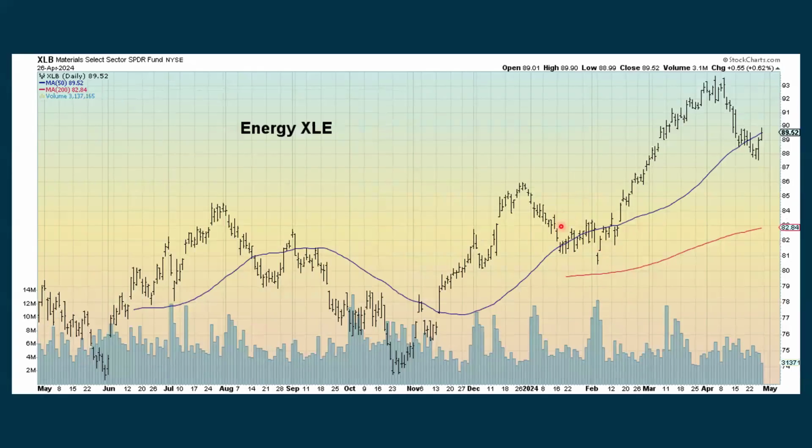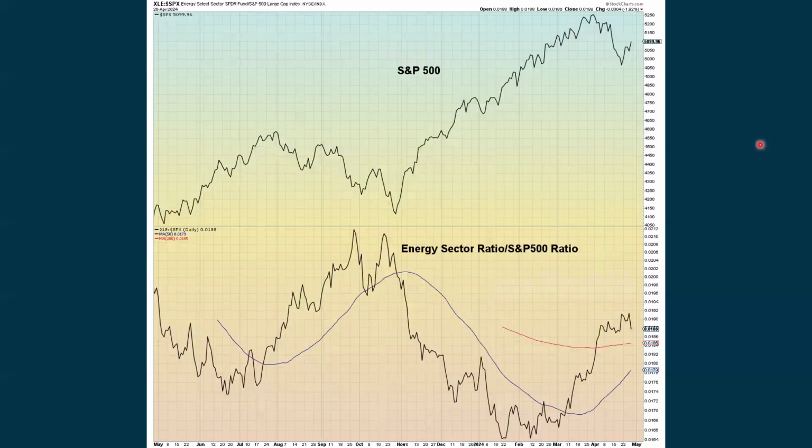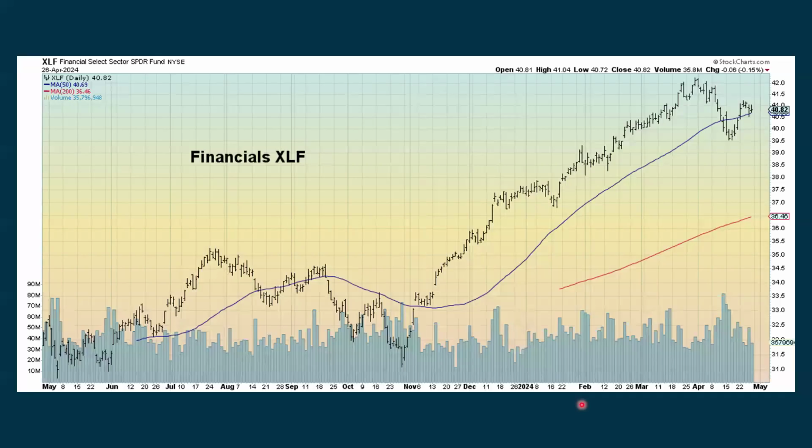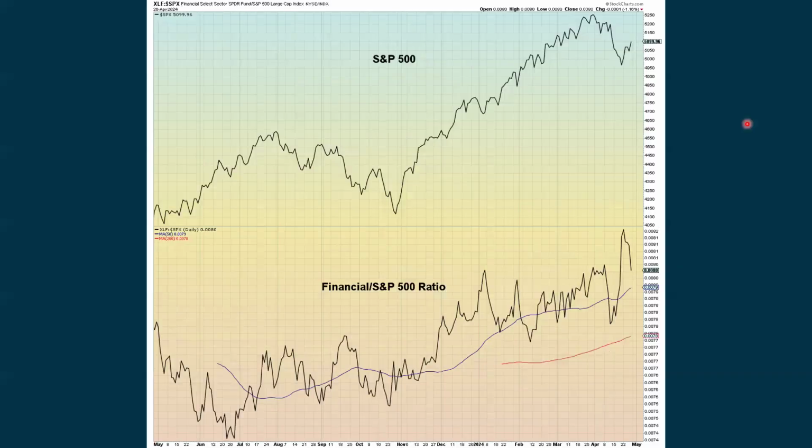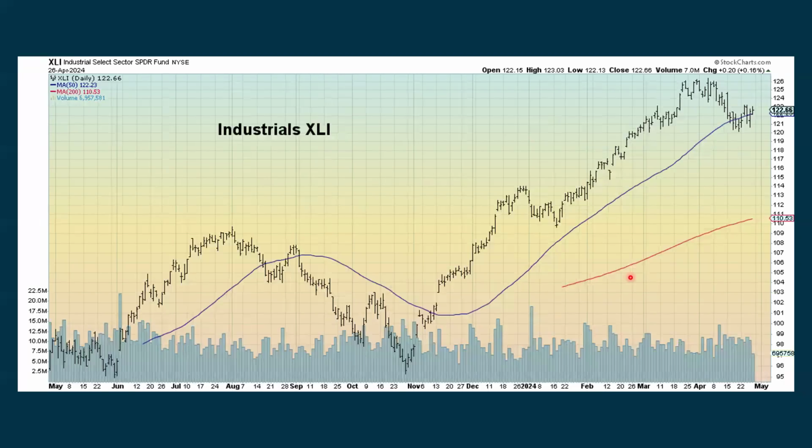Here's energy, which is in an uptrend. It's really been going up, but lately pulling back and dealing also with this 50-day moving average. But when you compare it to the S&P 500, it is showing a lot of improvement, but we're still in a longer-term downtrend. Here's the financials, which have been holding up fairly well by themselves. They're a little bit above their 50-day moving average and in an uptrend. And we're still in an uptrend when compared to the S&P, but we really saw the decline over the last few trading sessions in this ratio.